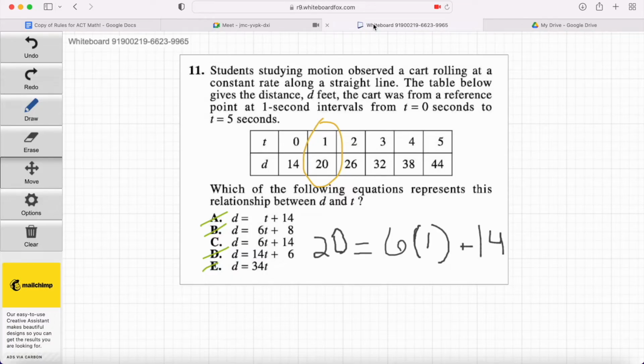So that is a true statement. Yeah, 20 does equal 20. Last I checked, so we can confirm it is indeed answer choice C. Any questions about that? Cool.